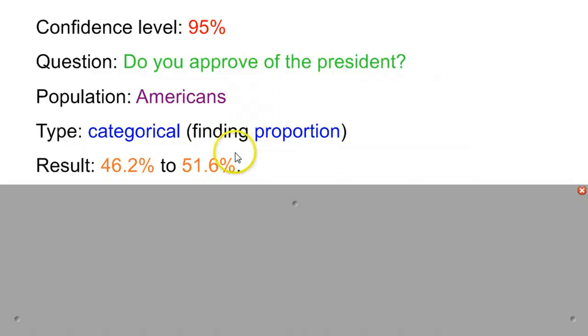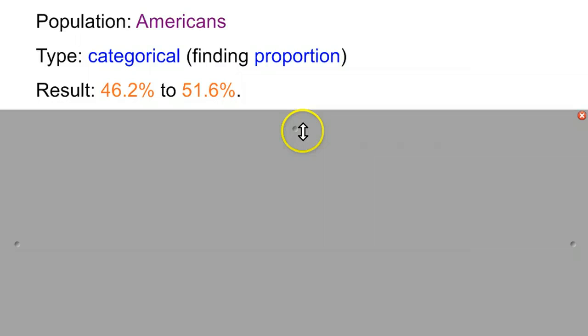And if we run our calculations, let's do our sampling, collect all our data, get our confidence interval. Let's say that we get the result 46.2% to 51.6%. So after we go out, collect our data, and do our calculations, we get these numbers. Now what to do with all of this?